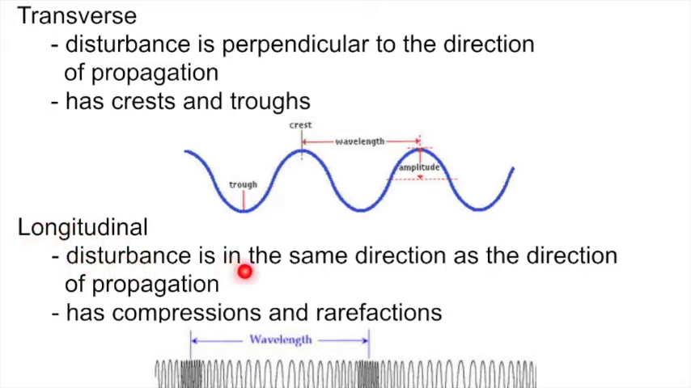This is where the disturbance is in the same direction as the direction of propagation. That is, on this slinky, the disturbance is in this direction. I push on the slinky this way, and the wave moves in the same direction. Since we push on the slinky, we're going to compress some of the coils together, and this area will be called a compression. If some coils are compressed, there's going to be other areas where the coils are further apart. These areas are called rarefactions. So a transverse wave has crests and troughs, while a longitudinal wave has compressions and rarefactions.